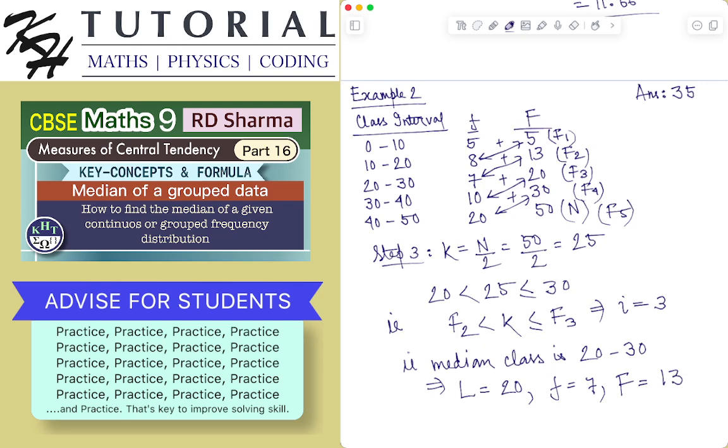The value of K is 25. 25 lies between 20 and 30. So this implies I did something wrong. K is lying between not F2 and F3, but it will be F3 and F4. So I is 4, not 3. I is 4, and the median class is 30 to 40. 30 to 40 is the median class. So L is 30. The lower limit of the median class is 30.